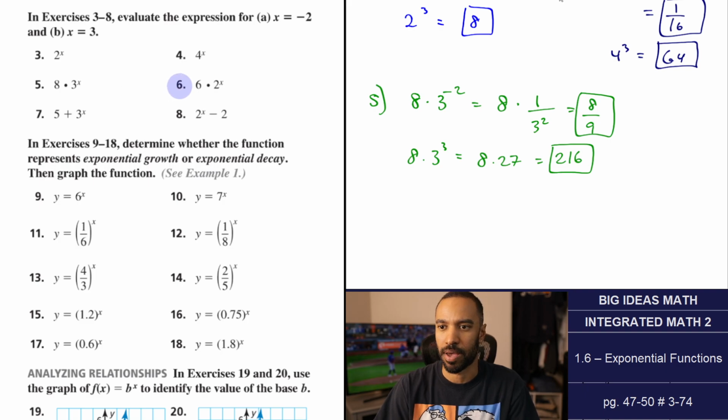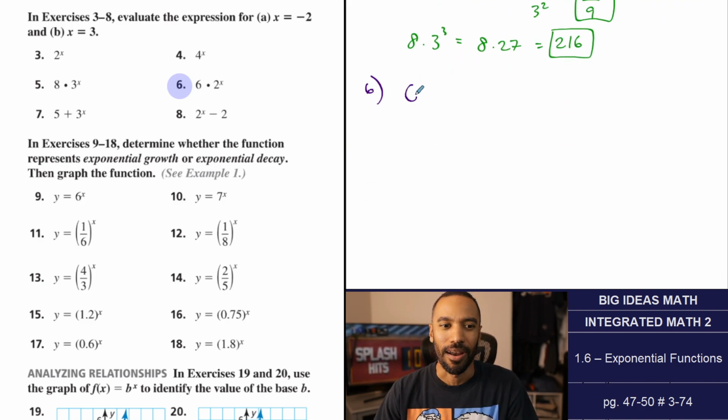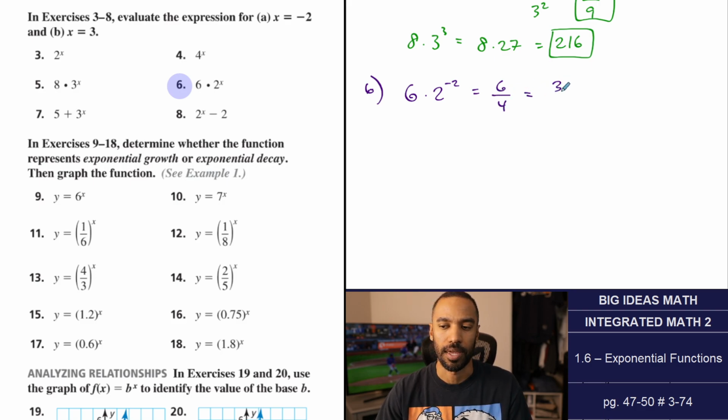All right, number 6. 6 times 2 to the x power. Let's kind of save ourselves the workload of what we're writing and go straight into it. I think I'm feeling the effects of this is going to be a long video, so we'll see. All right, 6 times 2 to the -2nd power. 6 over 4, or 6 over 2 squared, which is 3/2. Let's reduce that. 6 times 2 cubed is 6 times 8, which is 48.